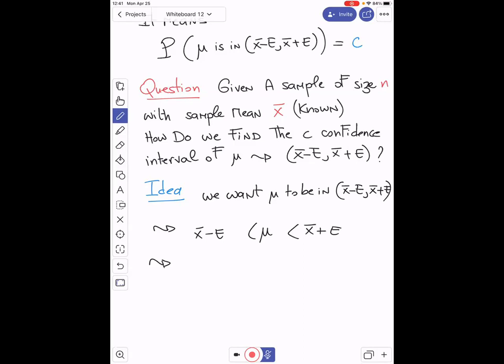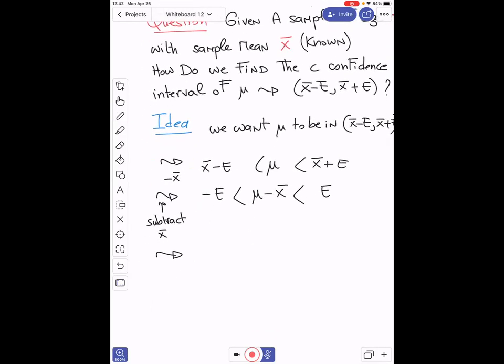If you subtract X bar from your inequality, from the first, the left side, X bar cancels out, so it's just minus E, and here it's going to be population mean mu minus X bar, and on the right side you subtract X bar, so X bar cancels out, so it's just E, the margin of error. All right. So this is exactly the same thing as X bar minus the population mean being between minus E and plus E. That's equivalent, okay? Just multiply the whole inequality by -1.